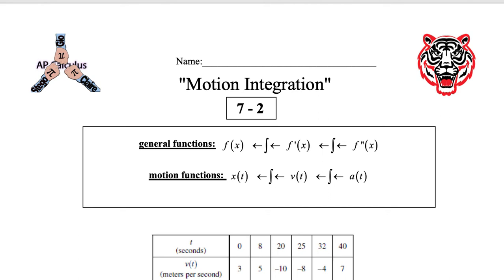Okay, so this is the worksheet for AP Calculus 7-2. Today's date is Tuesday, January 7th, 2020. This is the key.